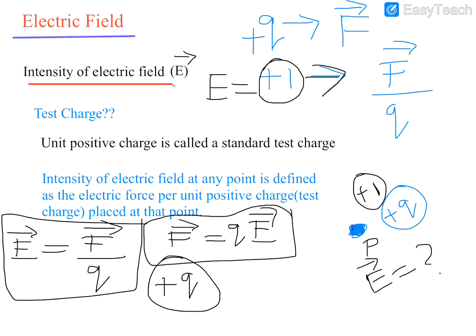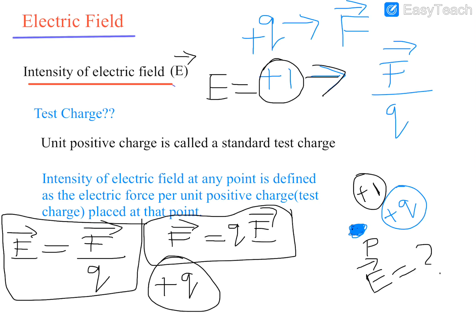This intensity of electric field is simply called as electric field. Normally it is intensity of electric field, but we will use the word electric field. Instead of intensity of electric field, most of the textbooks will simply use electric field. It means intensity of electric field. So intensity of electric field means the force per unit positive charge. That unit positive charge is called a test charge placed at that point.